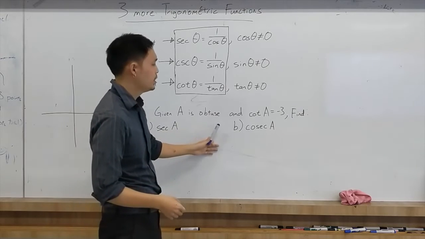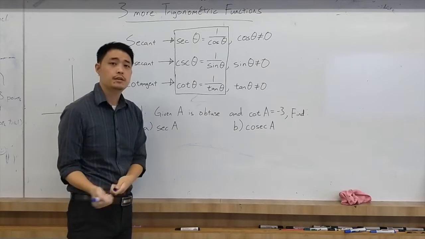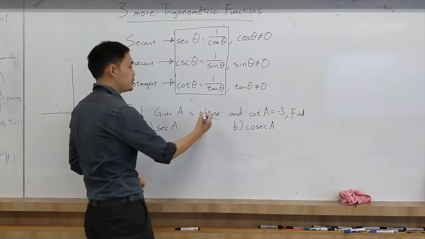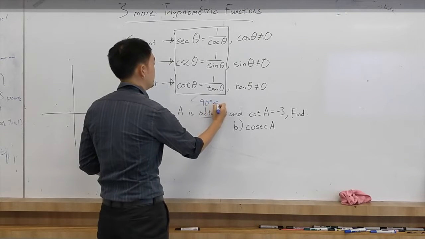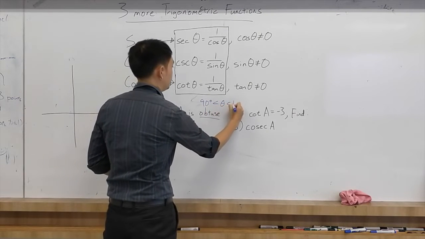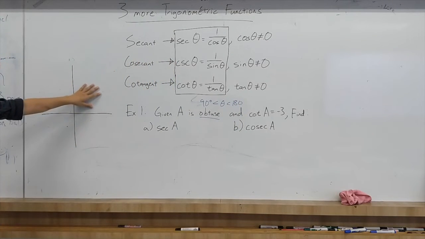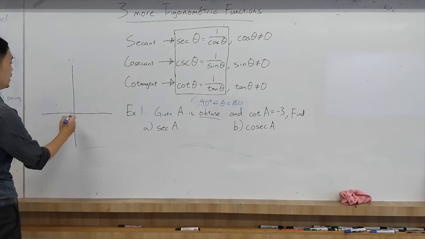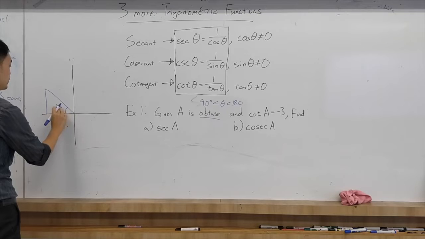Given A is obtuse and cotangent of A is equal to -3, find the secant of A and the cosecant of A. So the first thing, let's just remember what obtuse means. Obtuse means the angle is somewhere between 90 degrees and 180. So if I were to draw this, I know that between 90 and 180 is in quadrant 2. And in quadrant 2, I'm going to draw my triangle up like this, down like this. Here's my theta. I'm sorry, this is my theta. This is going to be my alpha.